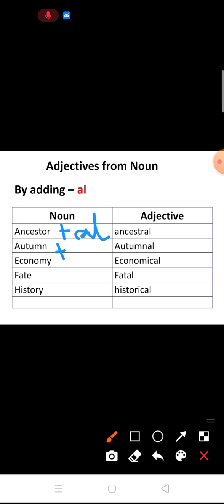Autumn, also if we add al, it becomes autumnal. Economy plus al becomes economical. Fate plus al becomes fatal. History plus al becomes historical. So we can see that by adding al to the noun, it becomes adjective.